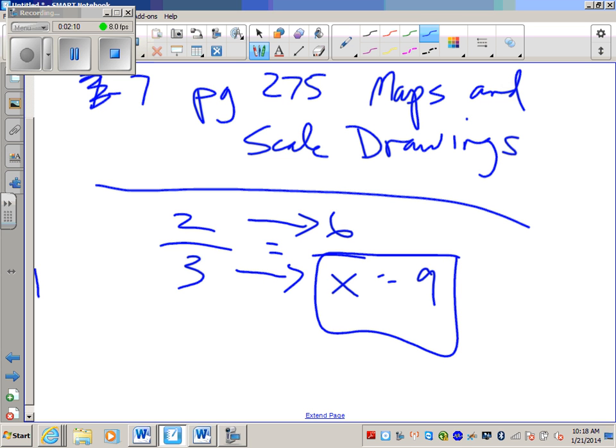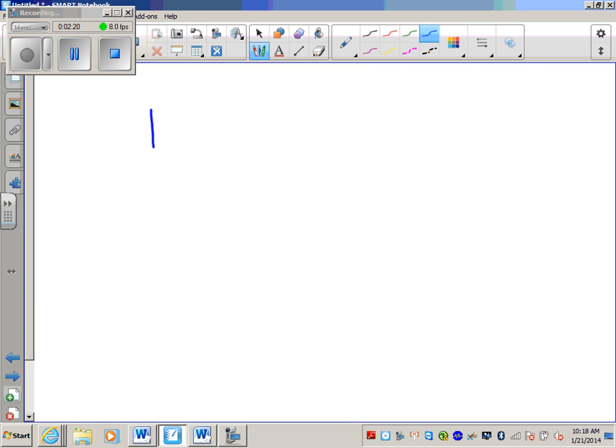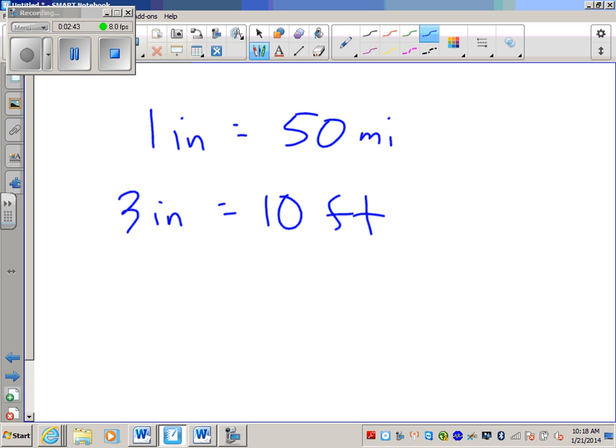Usually, if you see a scale, it's written like 1 inch is equal to 50 miles. That's usually what you'd see. They're going to use the unit rate. They're not going to take, like they give us on page 277, 3 inches is equal to 10 feet. It's really not practical for them to use 3 instead of 1. But let's go with it. Take a look at 277, numbers 1 through 6.